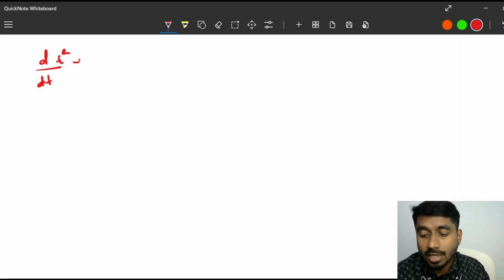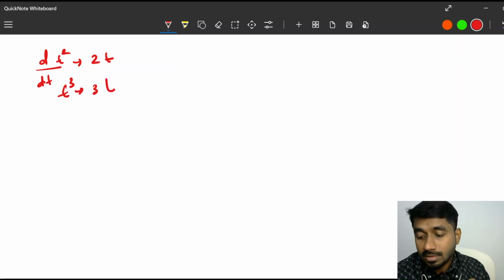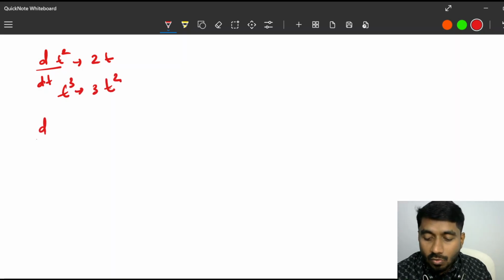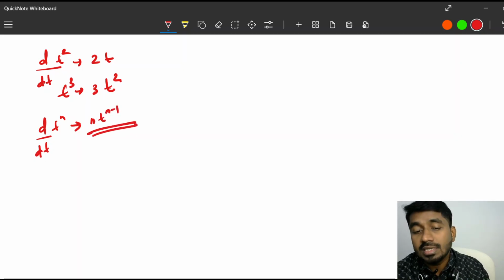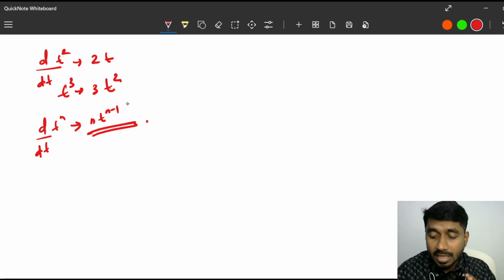For example, the derivative of t square is 2t. What is the derivative of t cube? It is 3t square. And the derivative of the general expression t raised to n is n into t raised to n minus 1. This is the main equation.